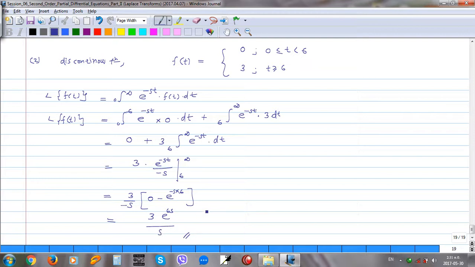If the function is discontinuous, you have to consider this equation according to the intervals. If there are 3 intervals, you have to write this 3 times. It means 0 to 2 one value, 2 to 5 another value, then 5 to infinity another value. So you have to do the integration 3 times. That is the only difference when the function is discontinuous.